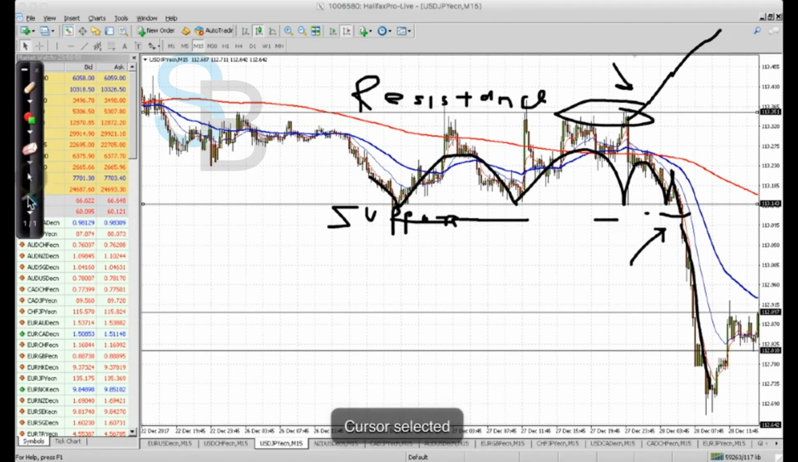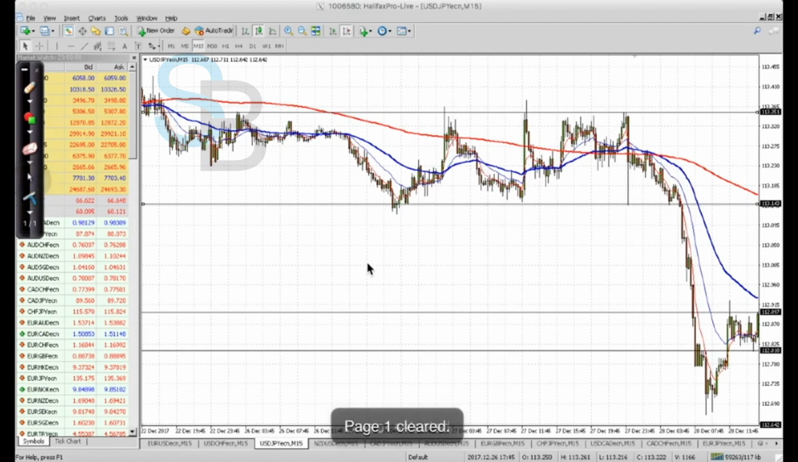Okay, so that concludes this part on support and resistance. Let's now move on to the next part where I again review moving averages.